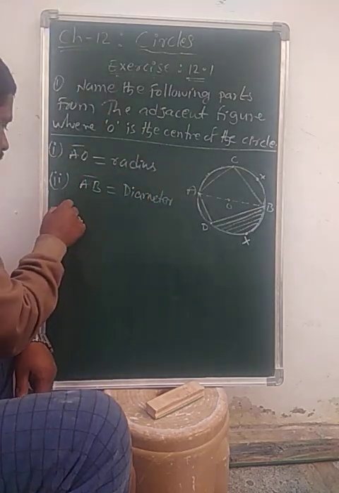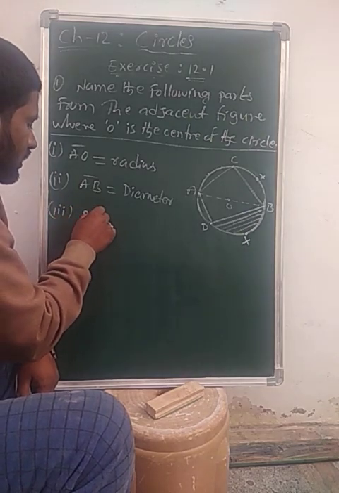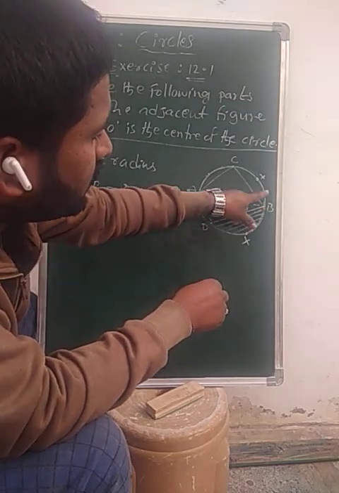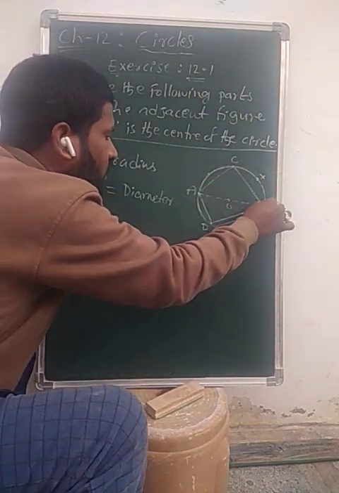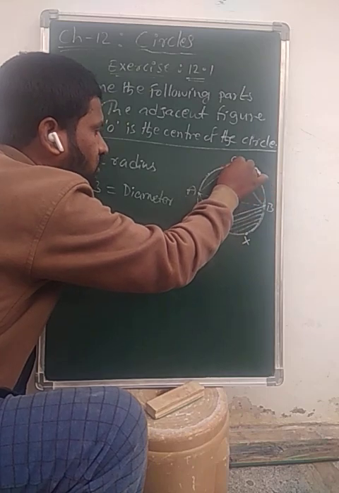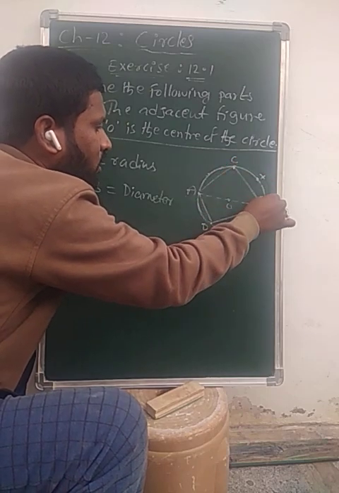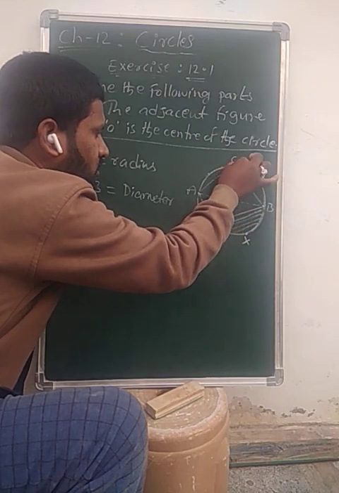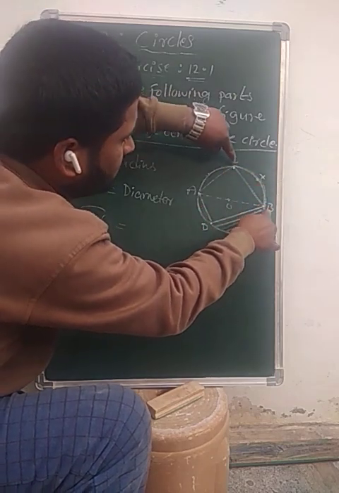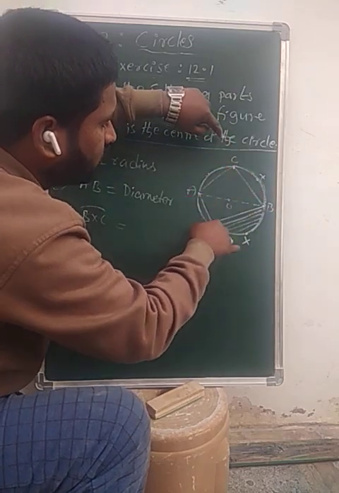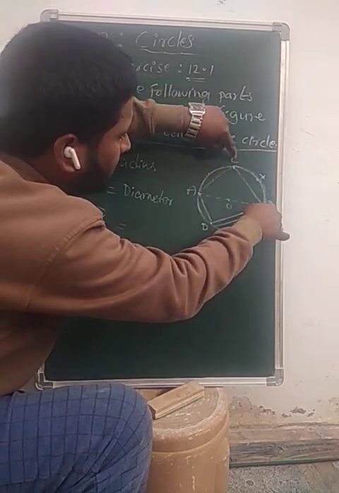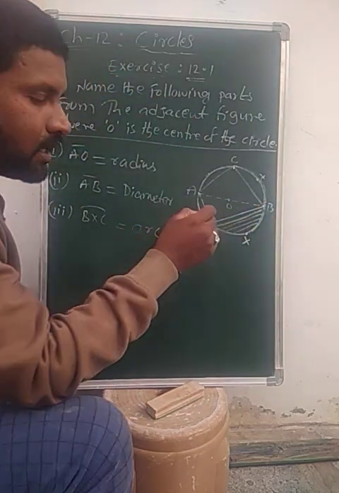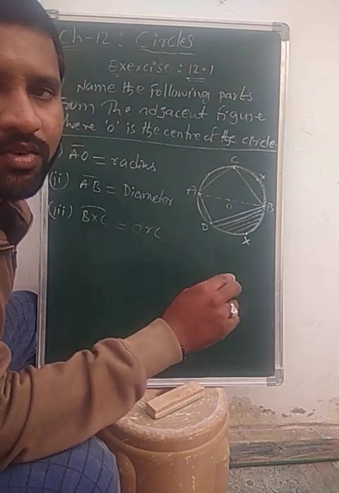Next, the third one, BXC. You see here BXC. It is a part of the circumference. See this one clearly. This part. Total, this is the circumference of the circle, and BXC is just a part. So an arc is a part of the circumference of a circle.